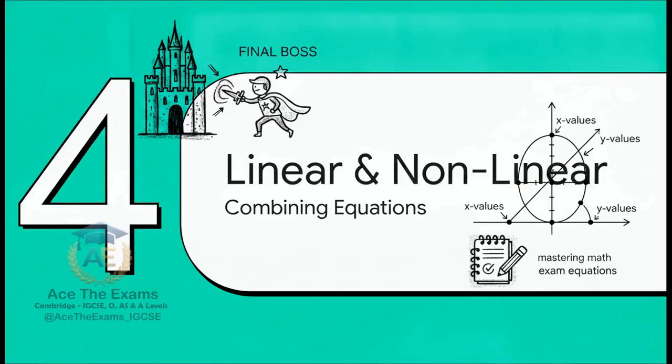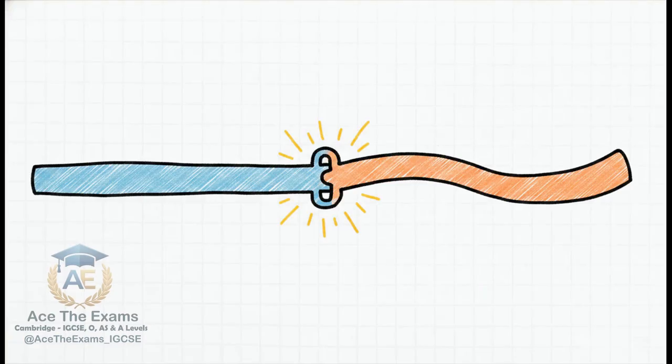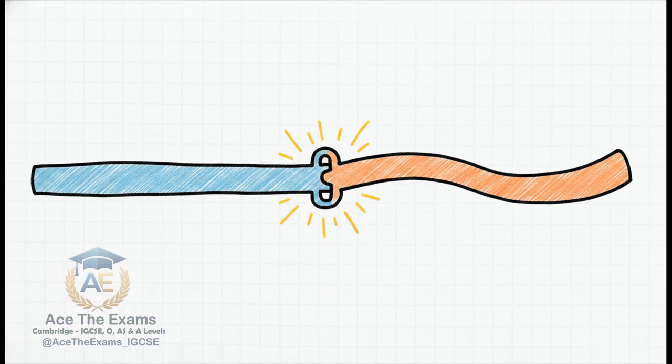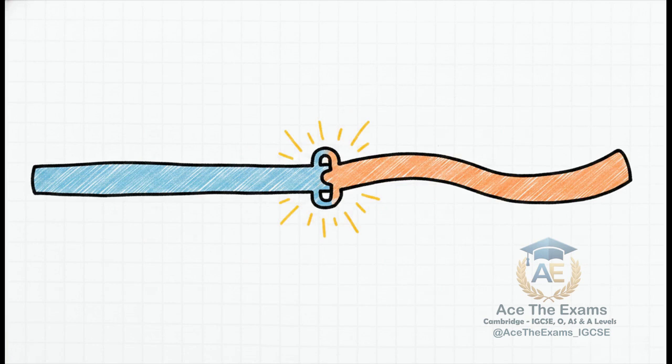Section 4, Linear and Nonlinear Combinations. All right, take a deep breath. We have officially reached the final boss of equations. So, the absolutely crucial point here is that by using the substitution method, we combine both equations into a single quadratic that we already know how to solve.